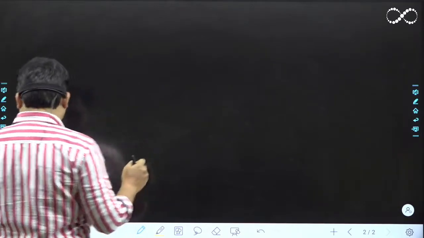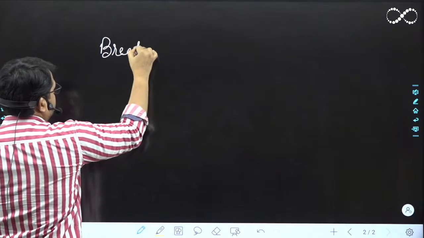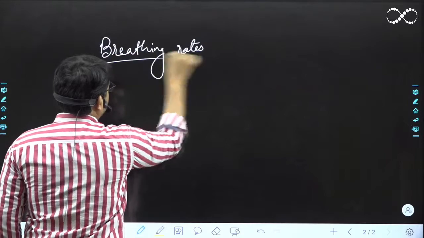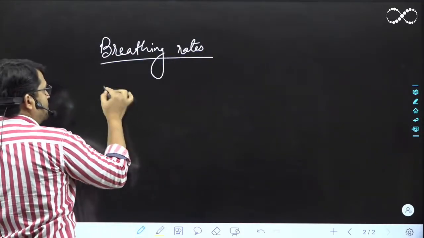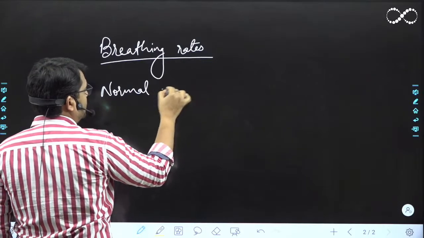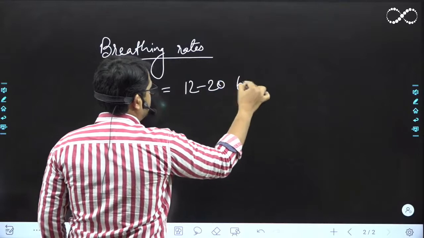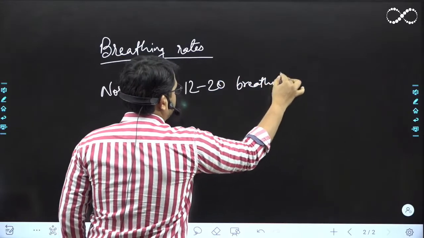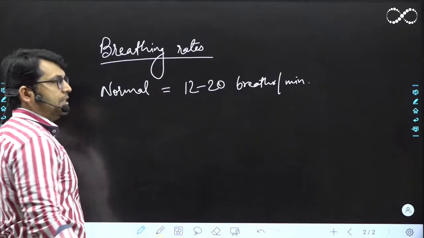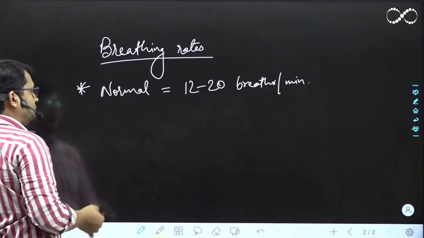Got it? Chalo. Now let us look at something else that is called breathing rates. है ना, ये भी देख लीजिए, कई बार पूछा जाता है. The normal breathing rate, okay, normal breathing rate is around 12 to 20 breaths per minute. याद रखना ये 12 to 20 breaths per minute. This is a normal. Great.